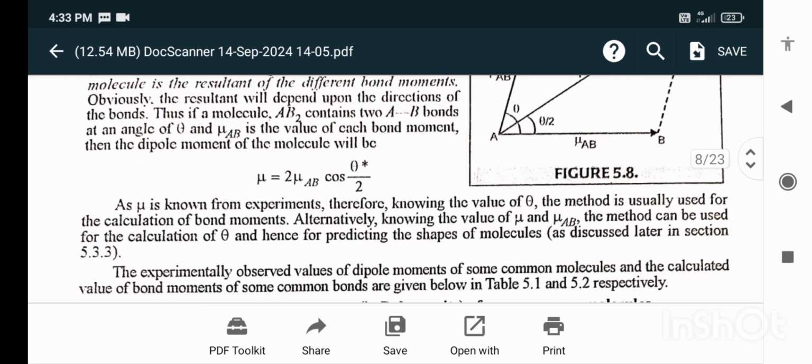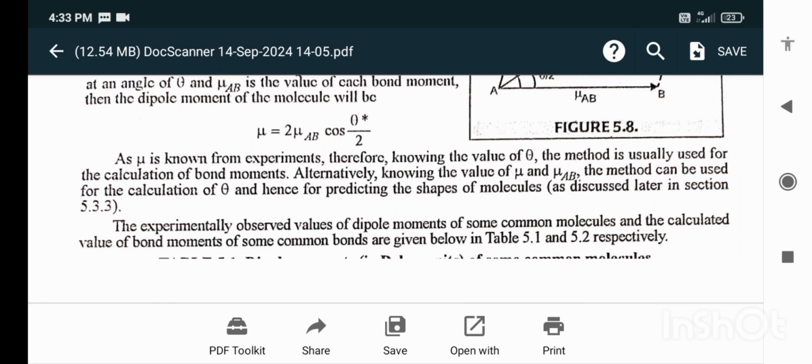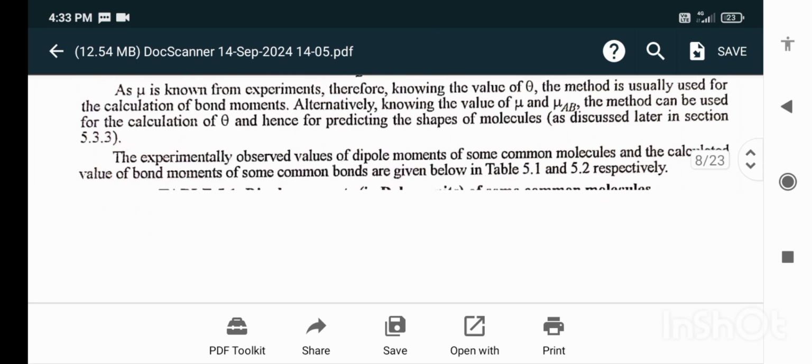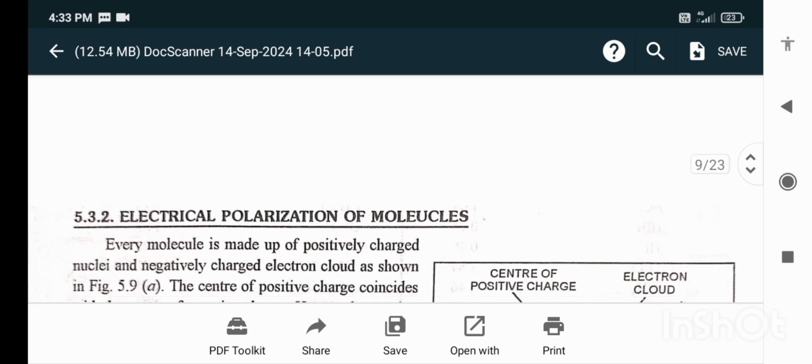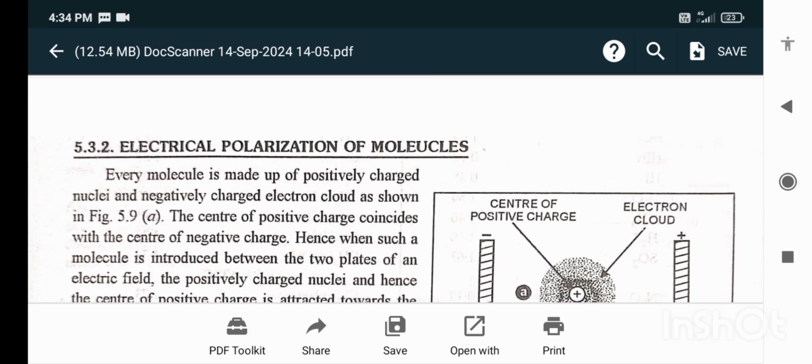As mu is known from experiments, therefore, knowing the value of theta, the method is usually used for the calculation of bond moments. Alternatively, knowing the value of mu and mu AB, the method can be used for the calculation of theta and hence for predicting the shapes of the molecules. The experimentally observed values of the dipole moment of some common molecules and the calculated values of bond moments of some common bonds are given. Electrical polarization of the molecules.